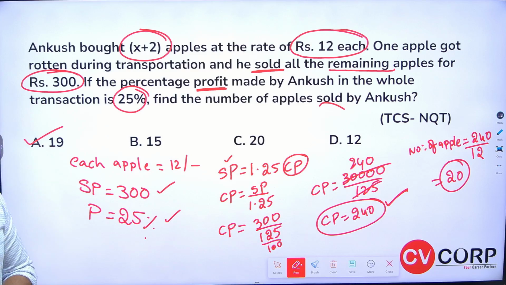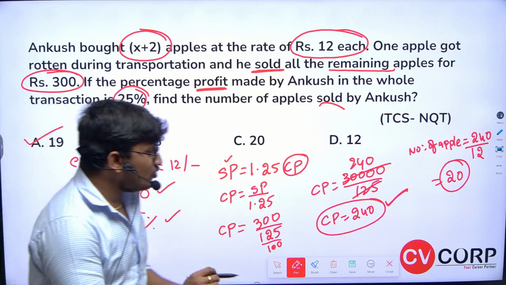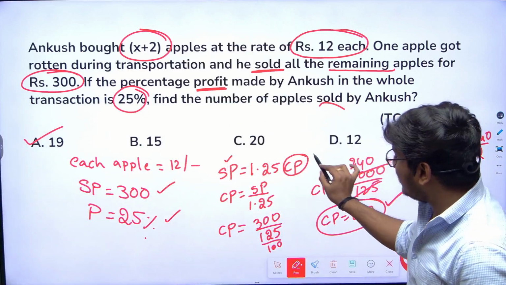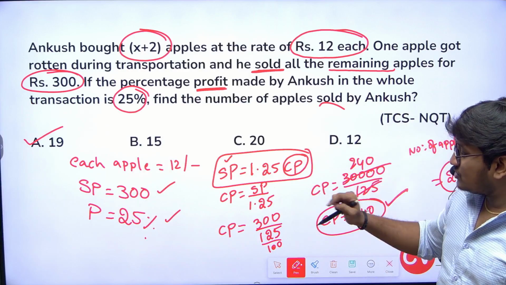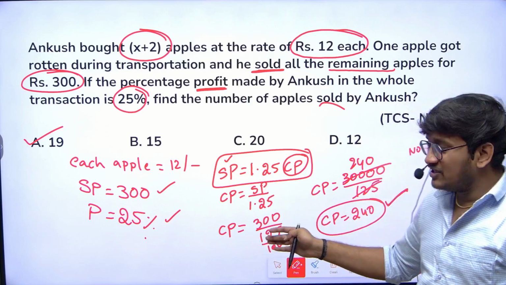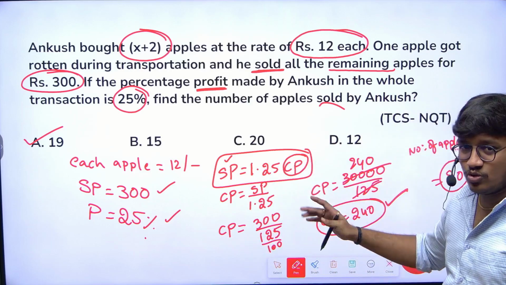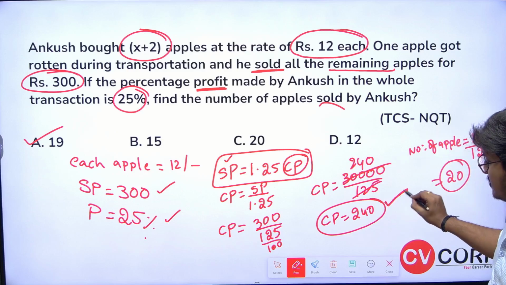I hope you all are clear. The only thing you should understand is selling price is given, profit is given. So you should know how to frame this particular relation. Selling price is equal to 1.25 times cost price. Just to make you clear, I have written so many steps here. Otherwise, we can do direct calculation in a single step itself. So I got cost price is 240.